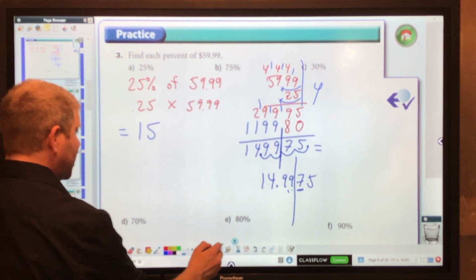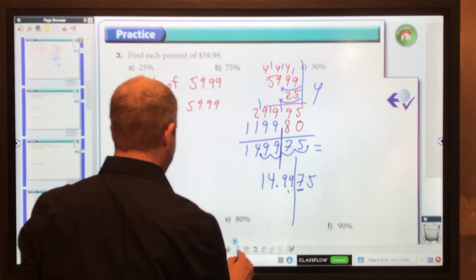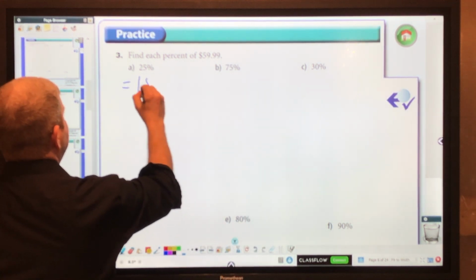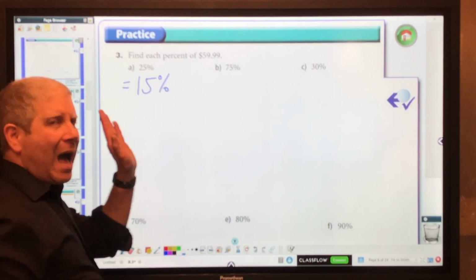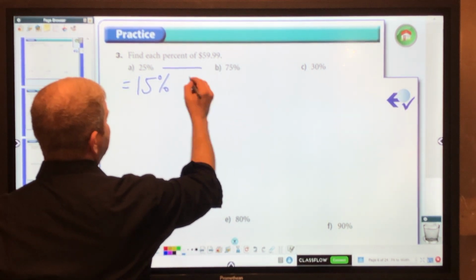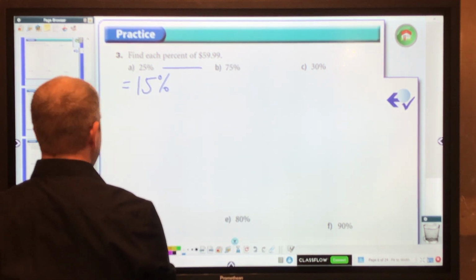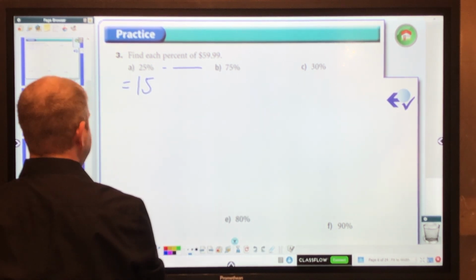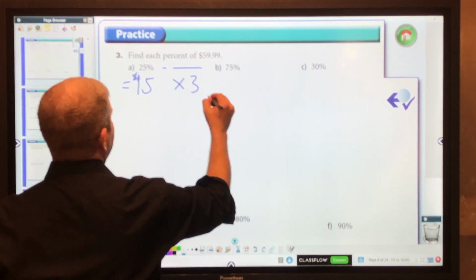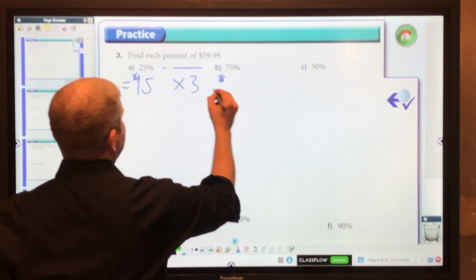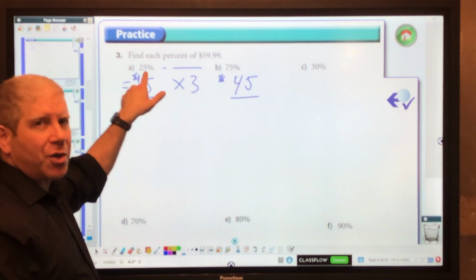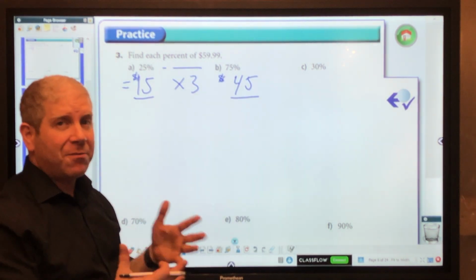Now, for the rest of these questions over here, I'm going to erase everything for a second and clear my annotations. We know this answer was 15. Now, how can we use that information to get the next one? Well, 75% is just 3 times, whoops, I wrote percent, so my answer is 15. If I simply multiply by 3, I'm going to get 75%. So 15 times 3 is 45. So you can use prior answers to get future answers if they're multiples.